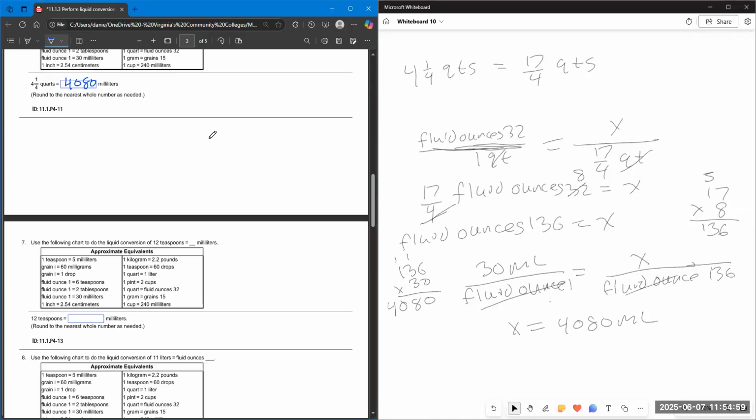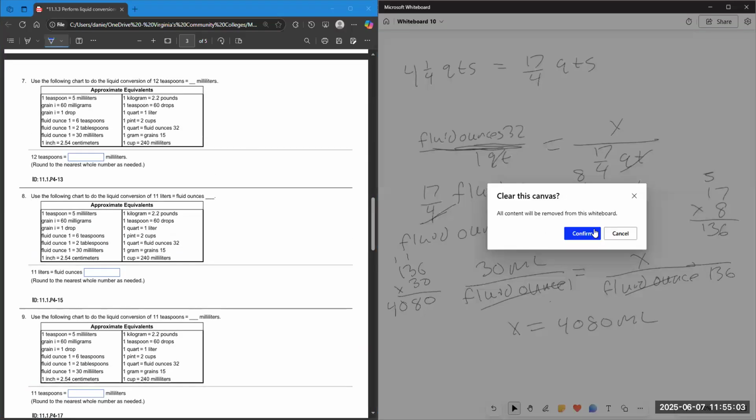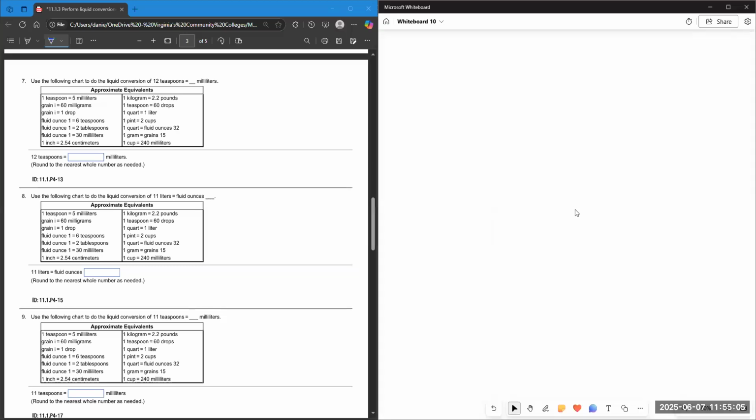Right. Let's look at number 7. We have 12 teaspoons, and we want to go to milliliters. 1 teaspoon is 5 milliliters. Teaspoons cancel. 5 times 12 is 60.